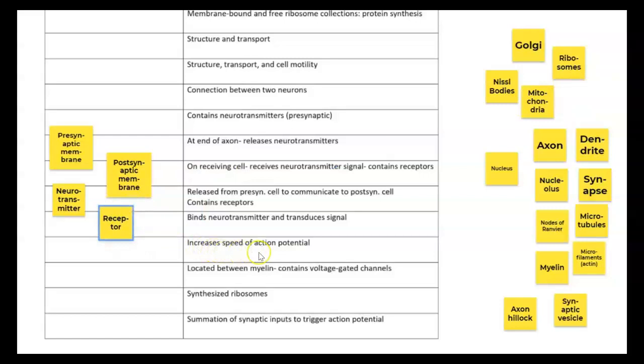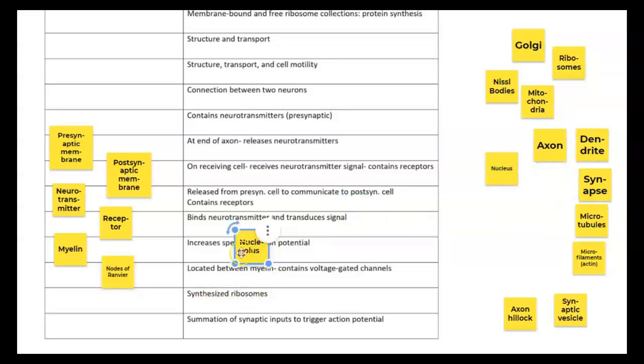And then the structure that increases the speed of an action potential is the myelin, and we'll look at two different types of myelin in one of our next exercises. And then the spaces that are in between the myelin, you saw in the picture before, those are called nodes of Ranvier. Ranvier is just the person who discovered those. And then, I have a lot of typos on here. I'm really sorry. This is supposed to be synthesizes ribosomes. Anyway, that is the nucleolus. So the nucleolus synthesizes ribosomes.